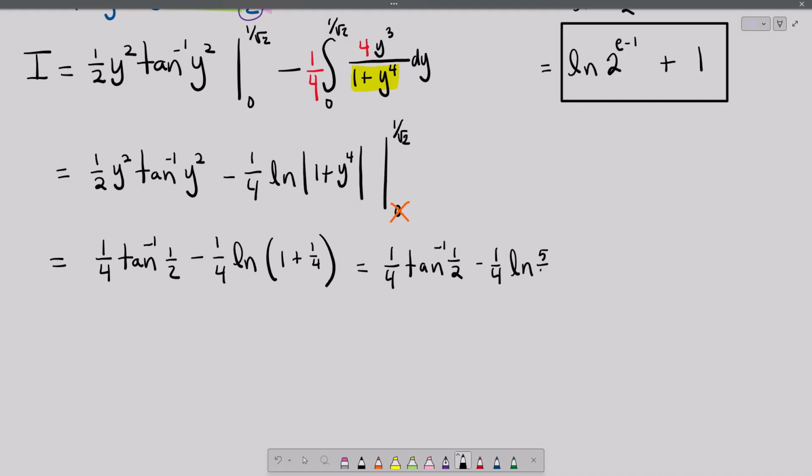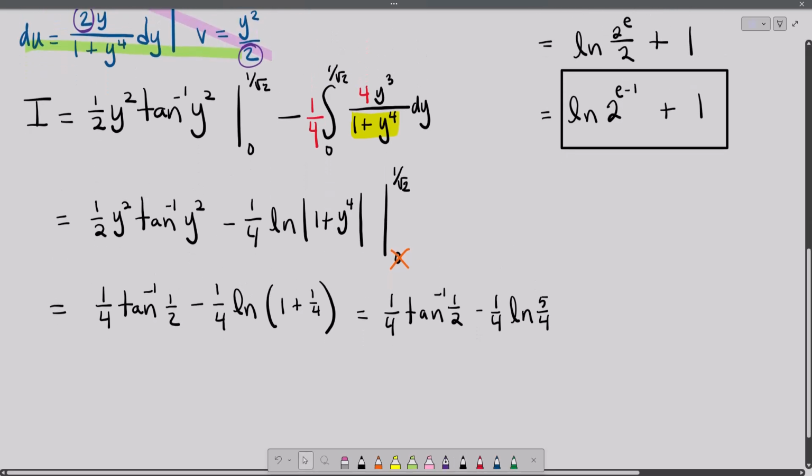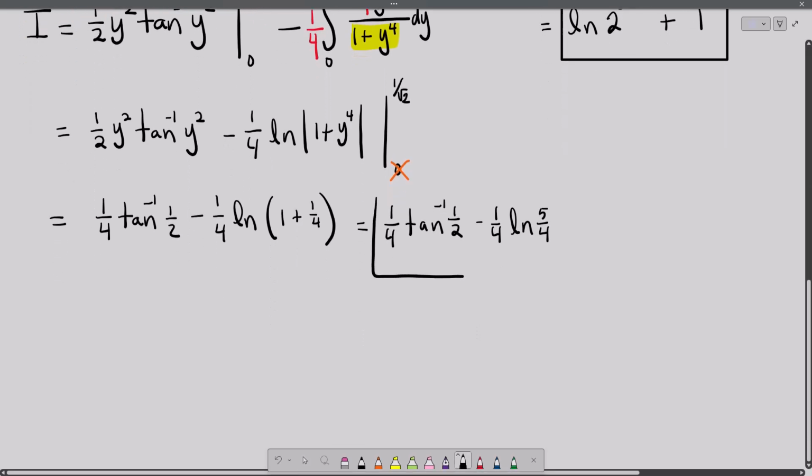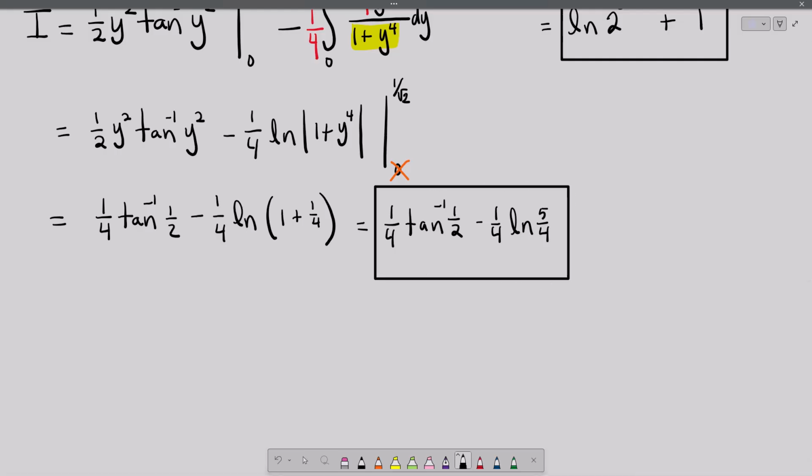So there is our exact answer. It's exact. We haven't typed into the calculator to get an approximation for arctan or natural log. That is our exact answer. Any steps there you want to ask about?